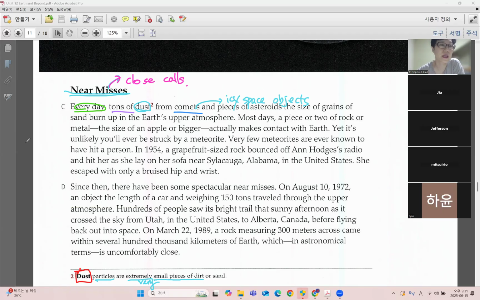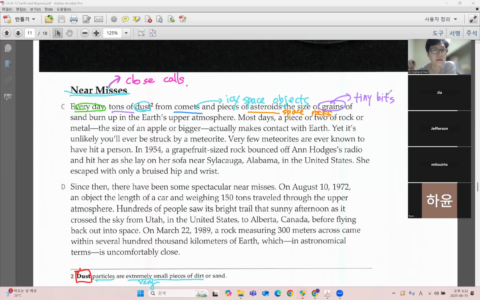What are the asteroids again? Space rocks. Space rock. Very good. Jefferson, thank you for answering me. Even though you do not get all the things right, you try, and that is the best way to learn. And asteroids, the size of grains. What are the grains? Tiny bits, grains of sand. Okay, so grains means like tiny bits.